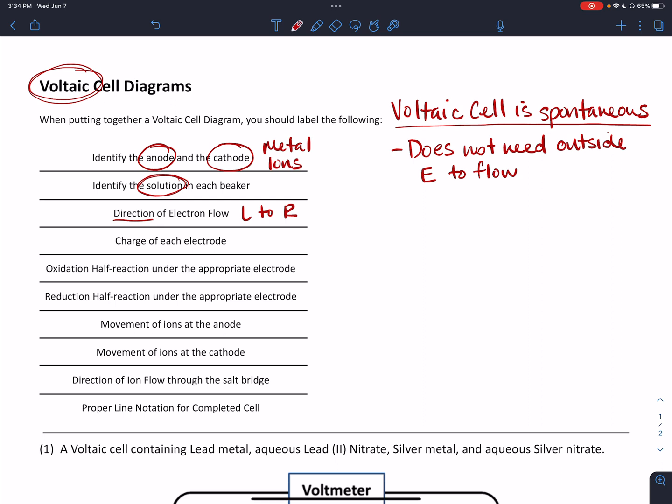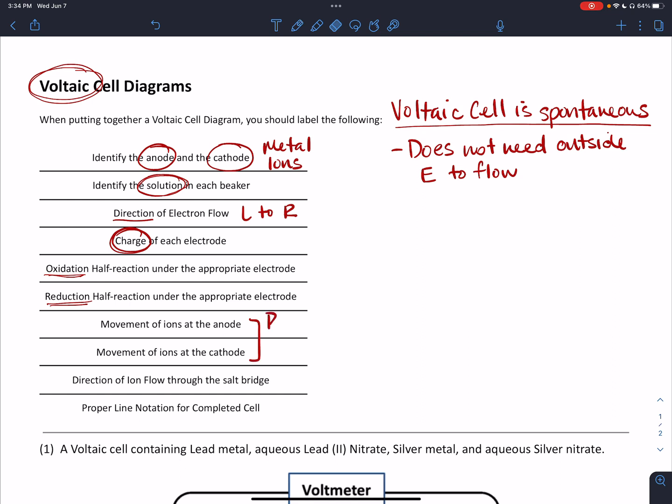The charge on each electrode. So what do we specify each electrode as, positive or negative? If you've seen a battery, you know that the battery has a positive and negative end. So which are those? Is it the anode? Is it the cathode? What's going on at those two electrodes? Under each half cell within our electrochemical cell, you need to identify where the oxidation is occurring and where the reduction is occurring, including the electrons that are transferring. The movement of ions at the anode and at the cathode.